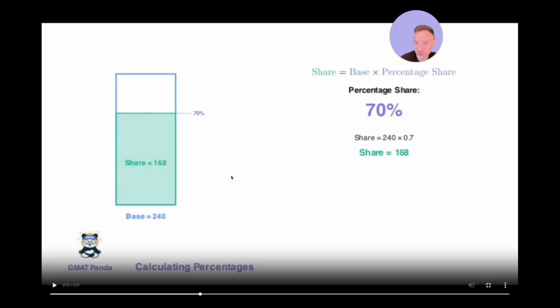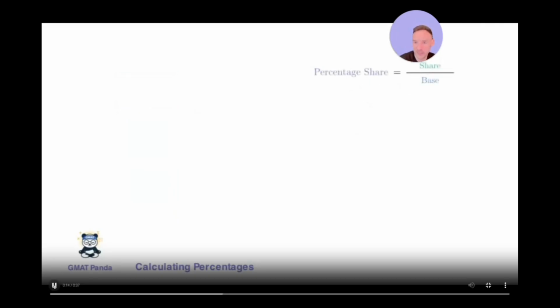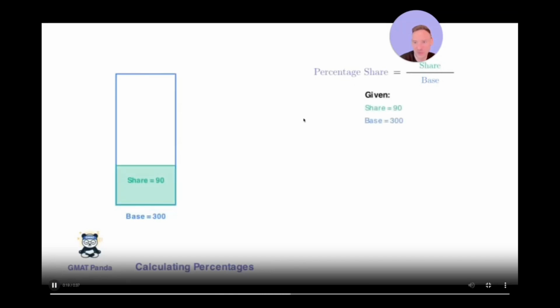Now, part of the challenge in percentage questions in the GMAT is identifying what you have and what you don't have. So it's very important, when you have a percentage calculation to make, that you identify what is the base, what is the percentage share, and what is the share. And you identify which of those you have and which is the one that you need to calculate. So for example, in this case, we have the share and we have the base, and we need to calculate the percentage share.